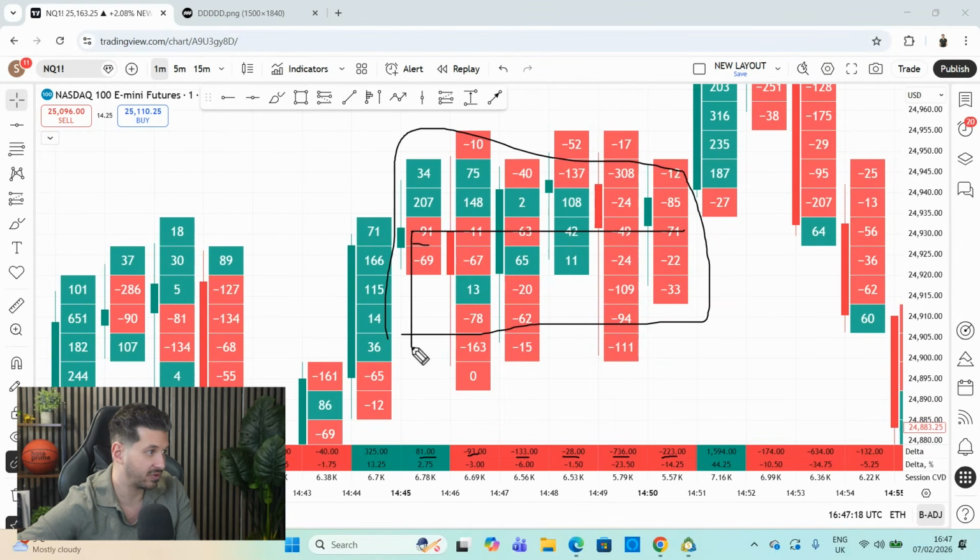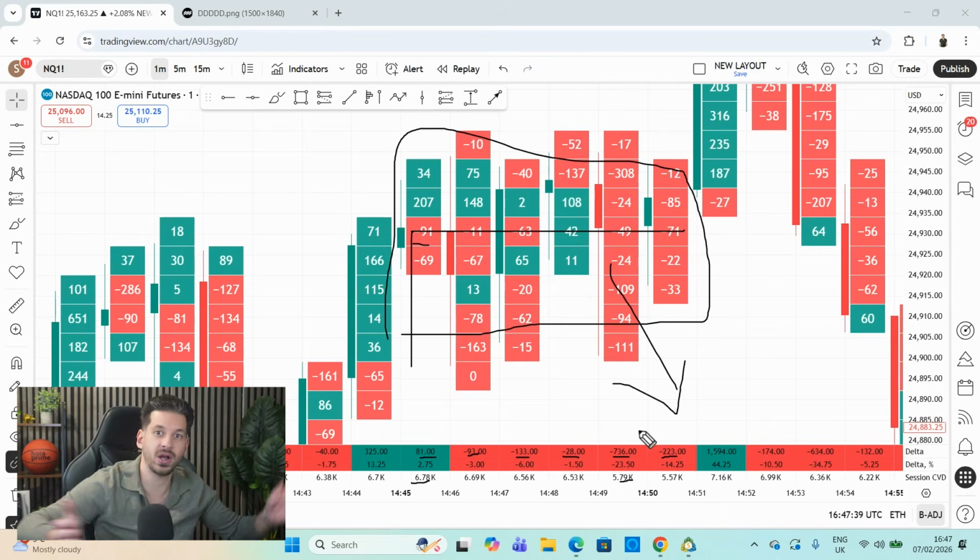We started the range on this candle at plus 6,780. Towards the end of the range, we were now at 5,790. That's 1,000 sell contracts that came in. Additional sellers came in, and they didn't push the market down.